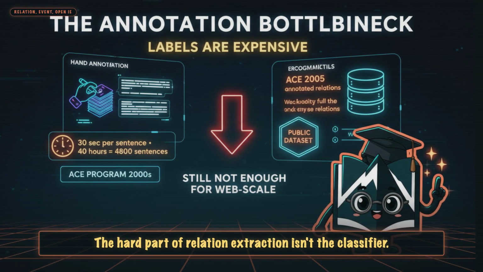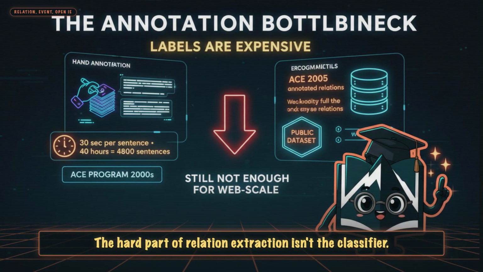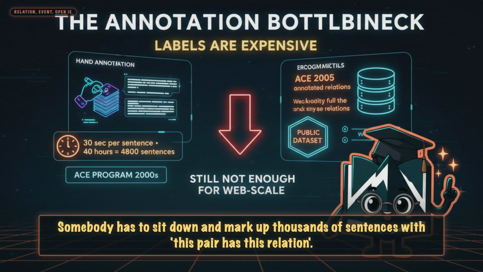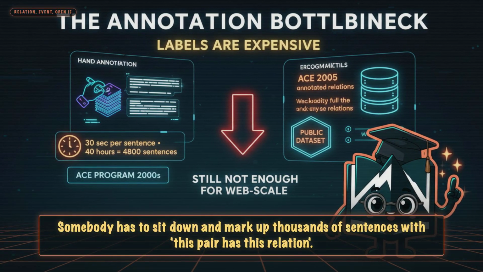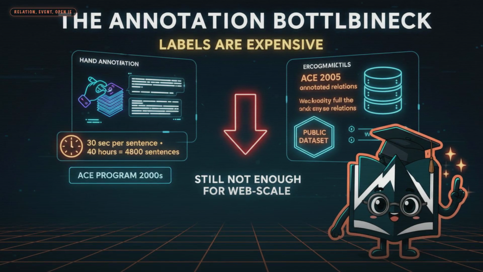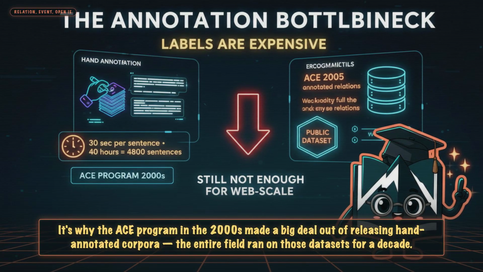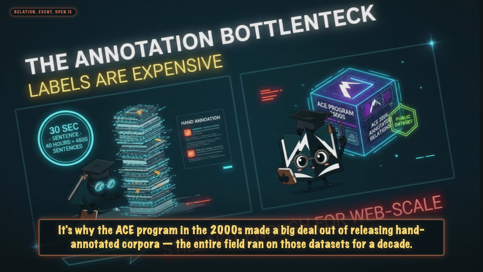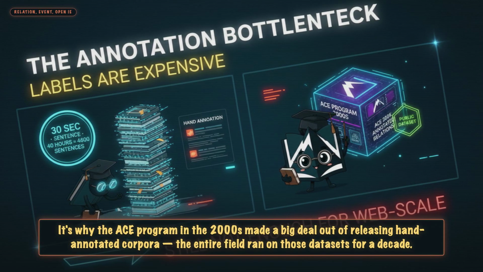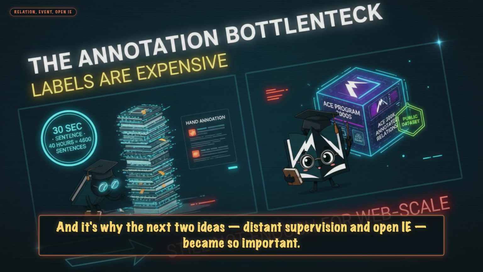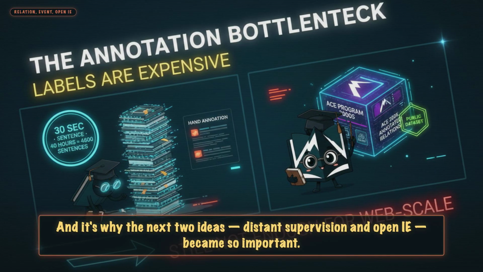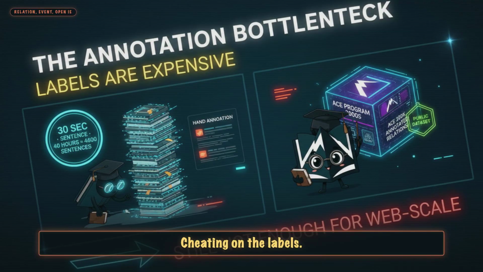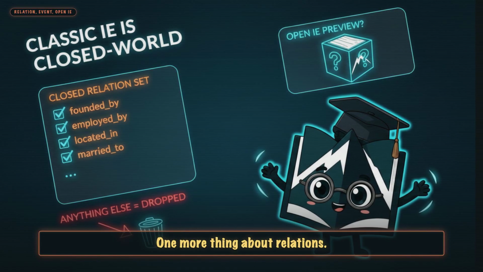The hard part of relation extraction isn't the classifier, it's the labeled data. Somebody has to sit down and mark up thousands of sentences with, this pair has this relation. That is slow. It is expensive. It's why the ACE program in the 2000s made a big deal out of releasing hand-annotated corpora. The entire field ran on those datasets for a decade. And it's why the next 2 ideas, distant supervision and open IE, became so important. Cheating on the labels.